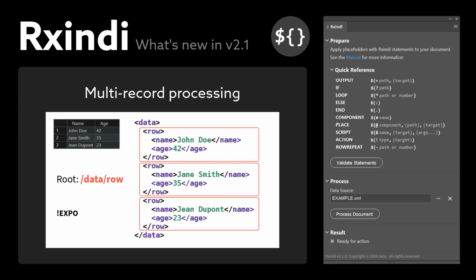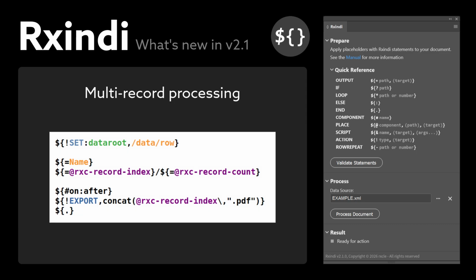Combine this with the export action, and you can batch produce PDFs or InDesign files to disk for every record. Here's a practical example. These statements will generate a PDF for each row in a CSV file. This example also uses two new special attributes: record index and total count.